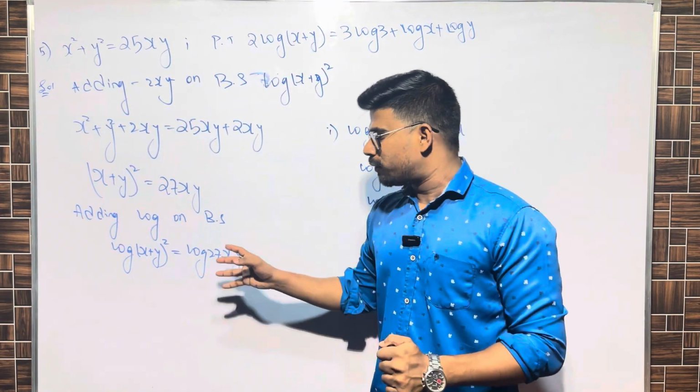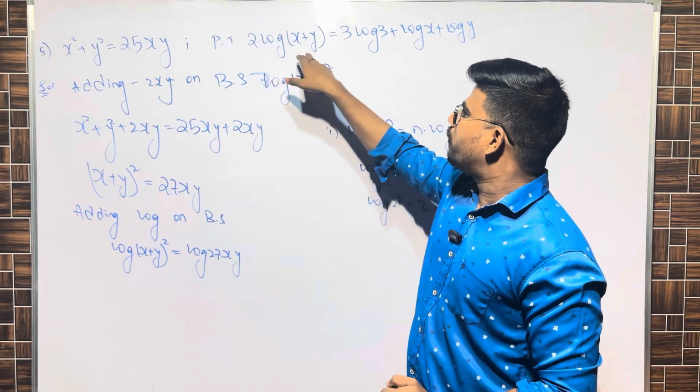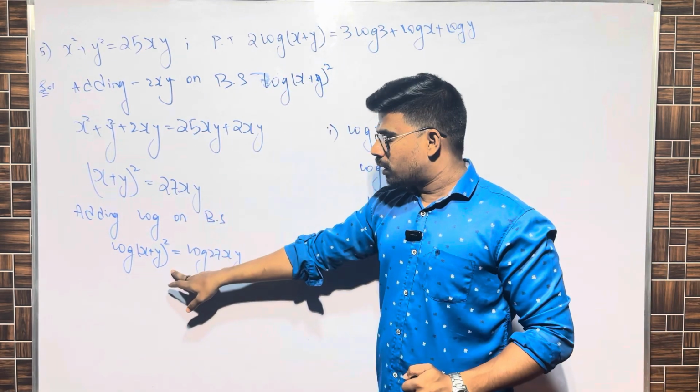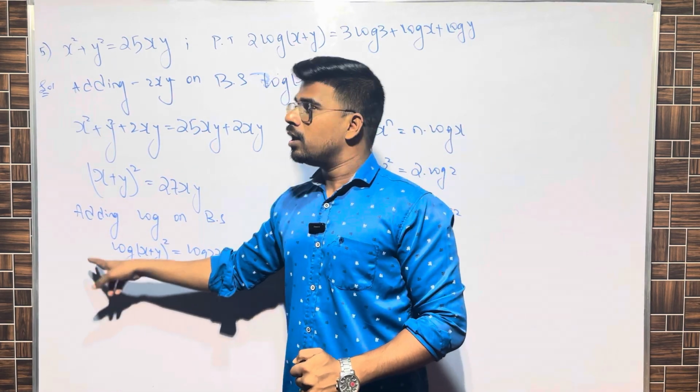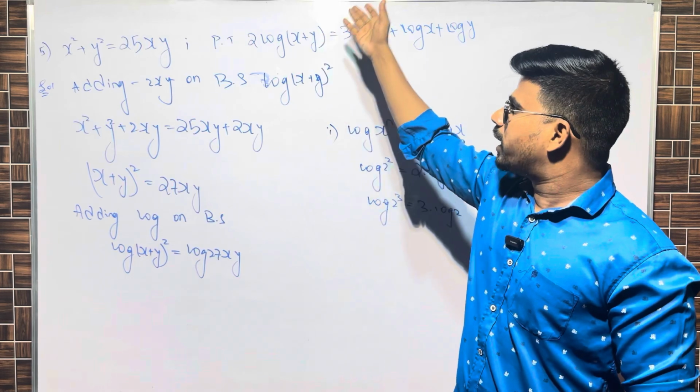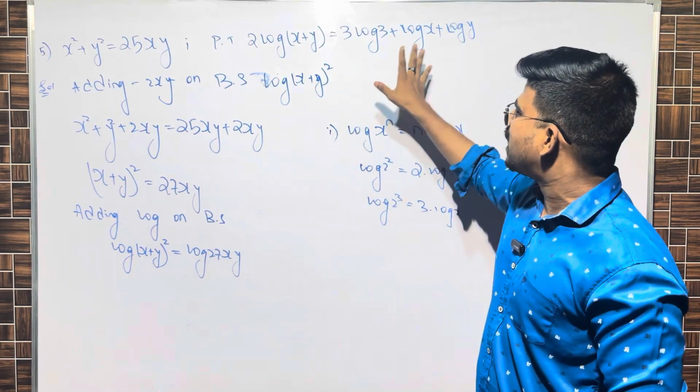So now with each and every step you have to remember till what point you have reached. 2 log of x plus y is supposed to be proven. We have log of (x plus y) whole square. If I get the 2 here before, we will already get what is there in the LHS. All we have to solve is the right hand side part.